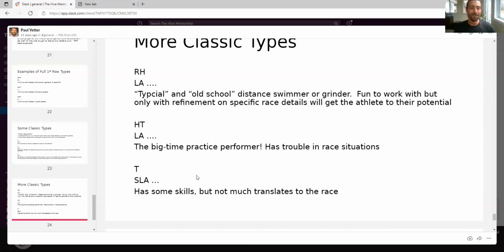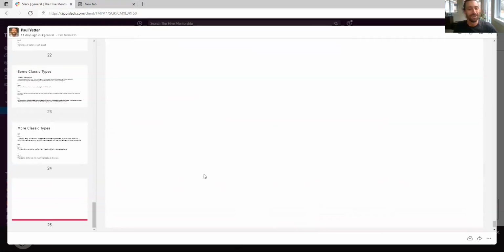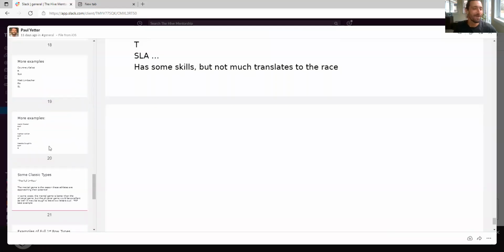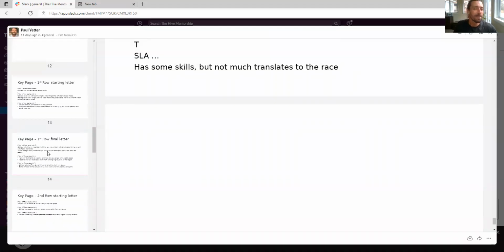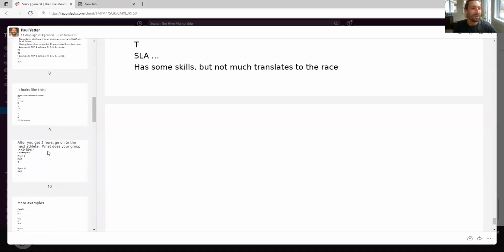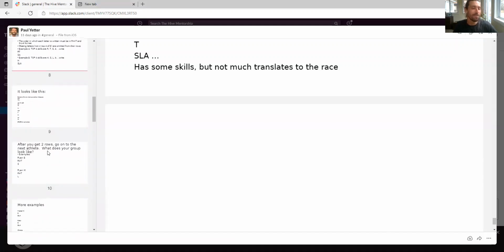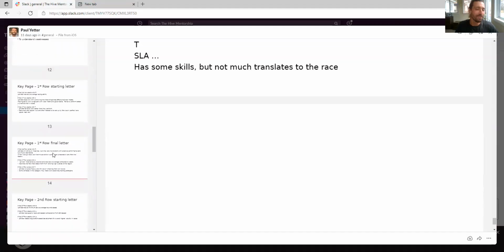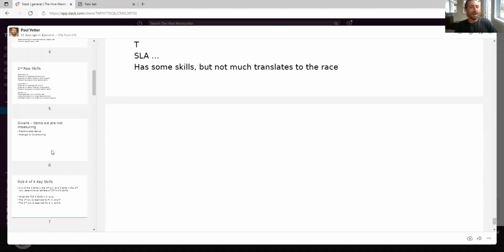Okay, and then the third one, you've got a full bottom row, and then you've got the technicality. We've already talked about this one. All right, so that's the end of the slides. You can go through some of this stuff on your own and check out some of the examples of the great athletes.